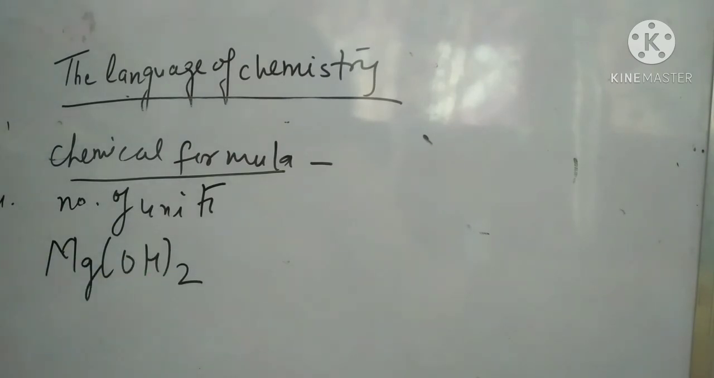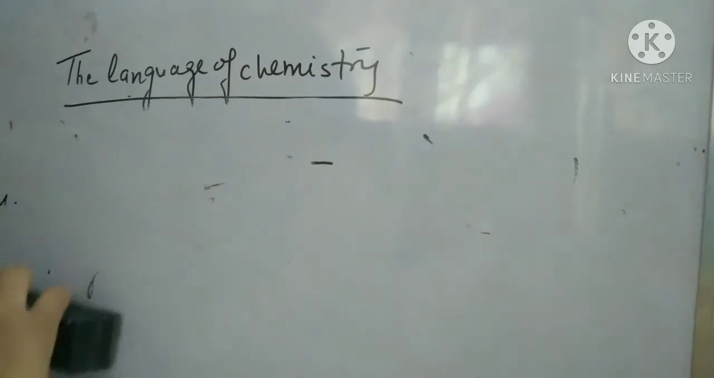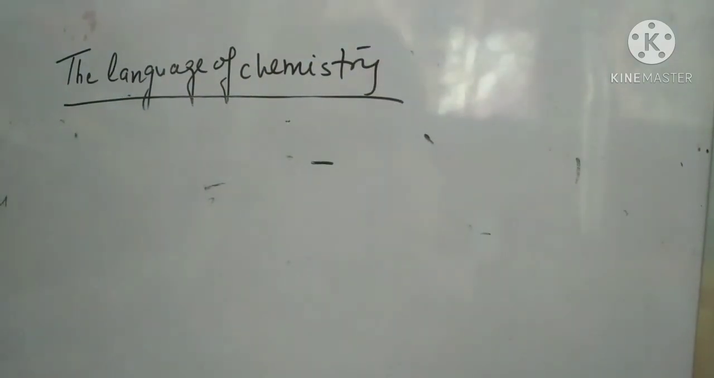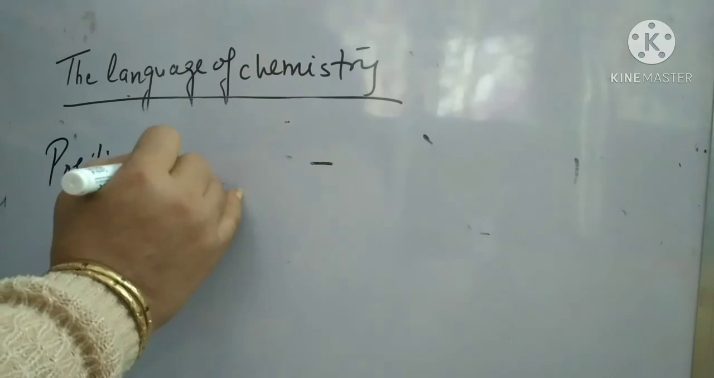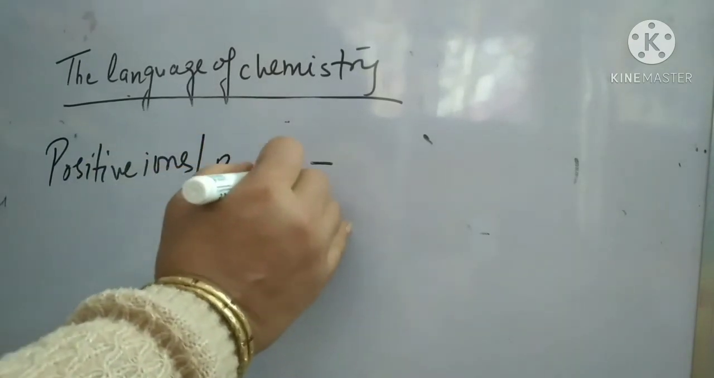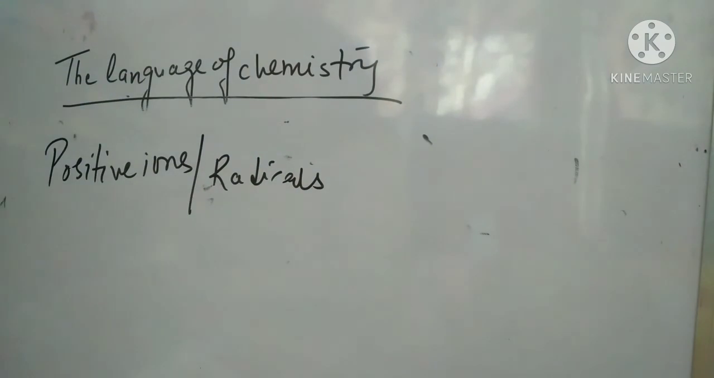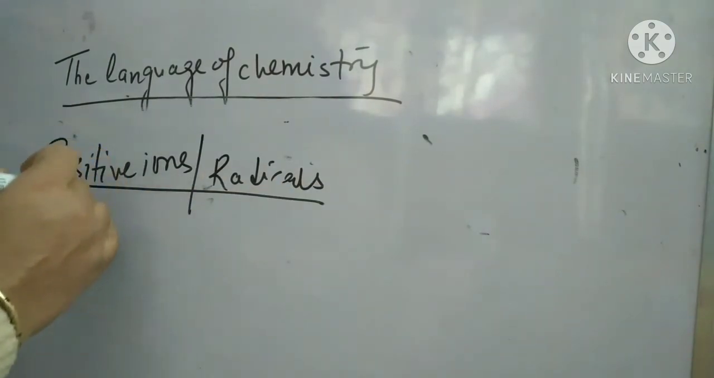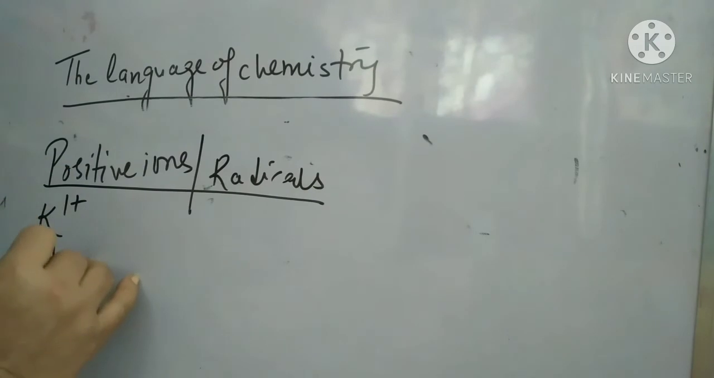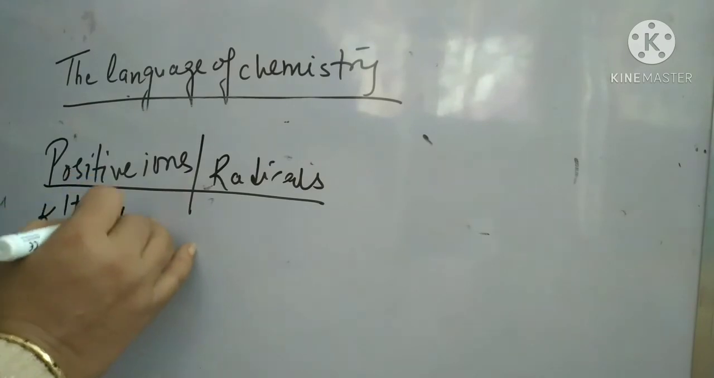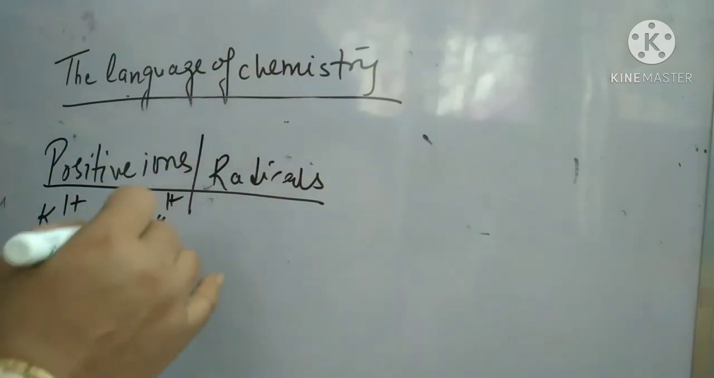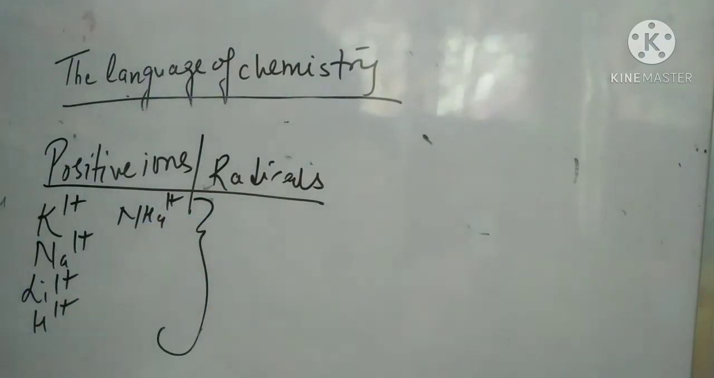So now coming to the valency chart. First of all, positive ions or radicals: potassium, sodium, lithium, hydrogen, ammonium. These are all monovalent elements.